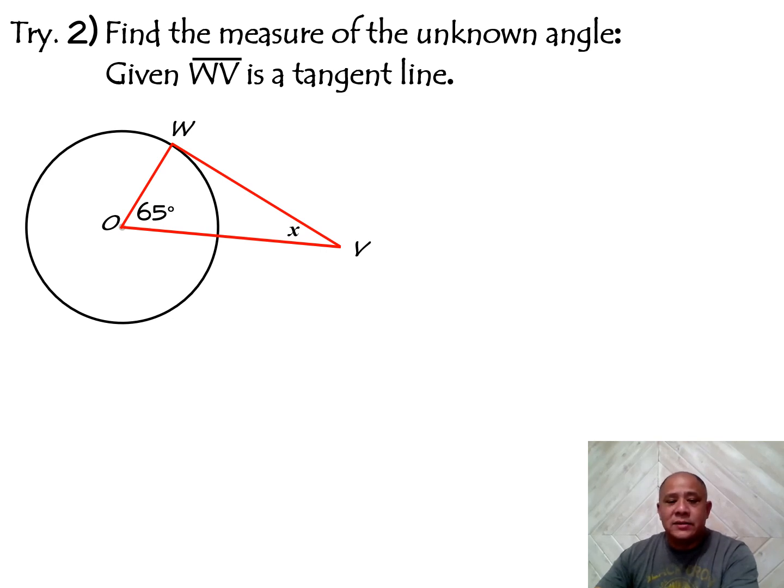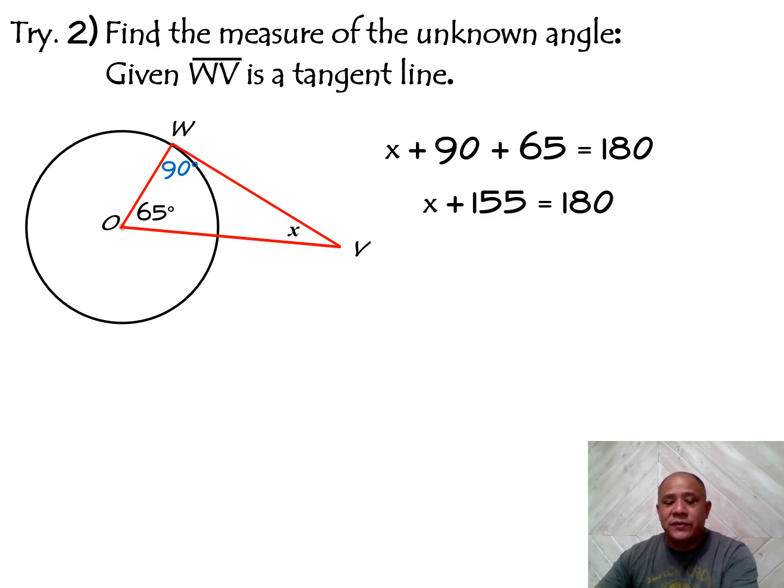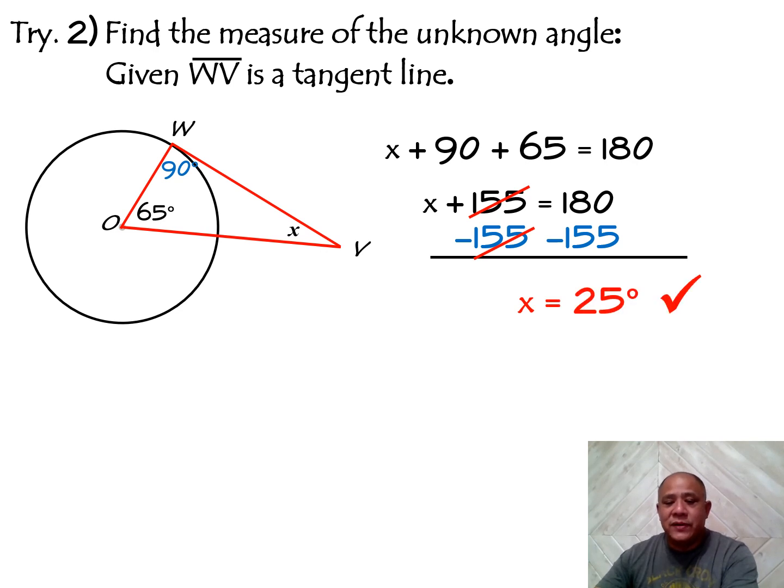Again, hope you guys had a chance to do number 2. Here we go. It says WV is a tangent line. So if WV is a tangent line, guess what? W is 90 degrees. So how do we find angle X? Again, create an equation. X plus 90 plus 65 equals 180. X plus 155 equals 180. Minus 155, minus 155. Cancel it out. And X equals 25 degrees. If you got that right, good for you.